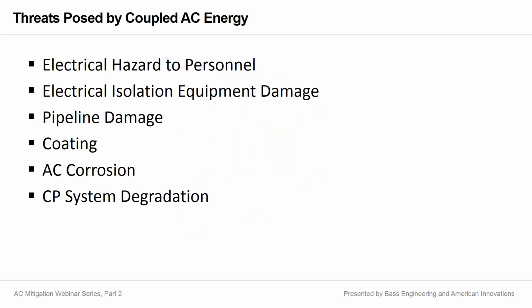I think most of us would understand the threats posed by our coupled AC energy. Number 1, electrical hazard to personnel. Number 2, electrical isolation equipment damage. Number 3, pipeline damage. 4, damage to our coatings. 5, AC corrosion. And 6, CP system degradation. We want to talk through each of those in some detail and offer solutions for all.